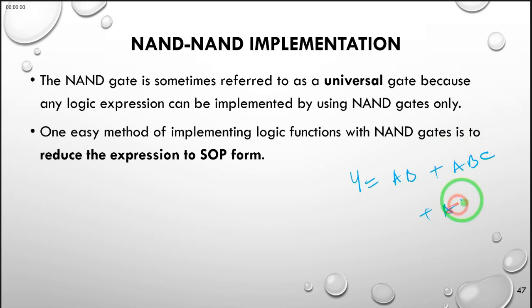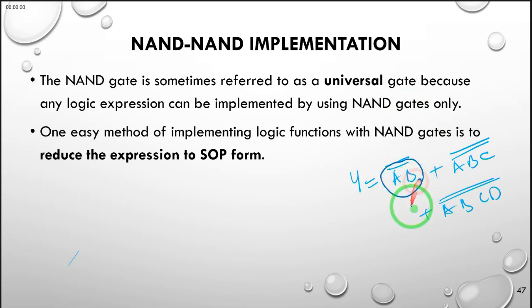ABC plus ABCD, etc. So if you can express any expression in this form, you can introduce double bars representing two NAND gate operations. Therefore, the first inversion is one NAND gate, and the second one is a NAND gate that is used as an inverter. It is very simple and very straightforward.